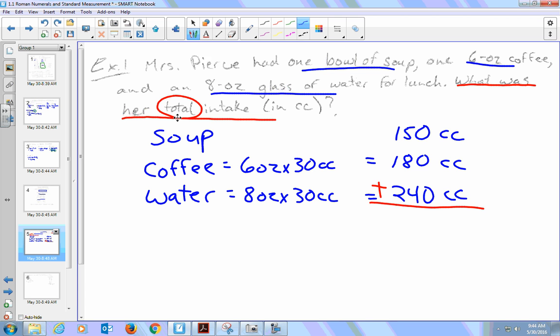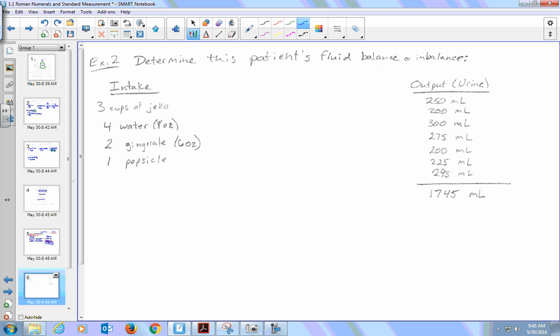So we add up the first column, and they're all zeros, so 0 plus 0 plus 0 is 0. And now the next column, 5 plus 8 is 13, plus 4 is 17. We carry a 1 up here, and now the 1 plus 1 is 2, plus 1 is 3, plus 2 is 5. So Mrs. Pierce's total intake was 570 cc's. All right, next question.